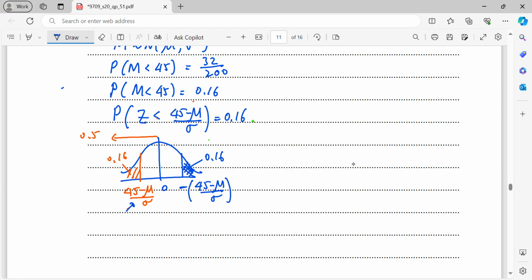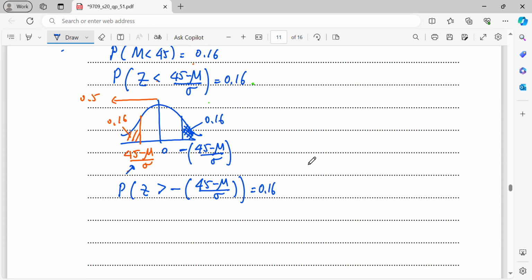Then from here I will write P(Z less than negative of... more. This is more, not less. Okay, now the blue region means Z more than negative of 45 minus mu over sigma equals 0.16. Now the table shows the region towards the left side, which means all of this region will be 1 minus 0.916, which is 0.84. Alright.